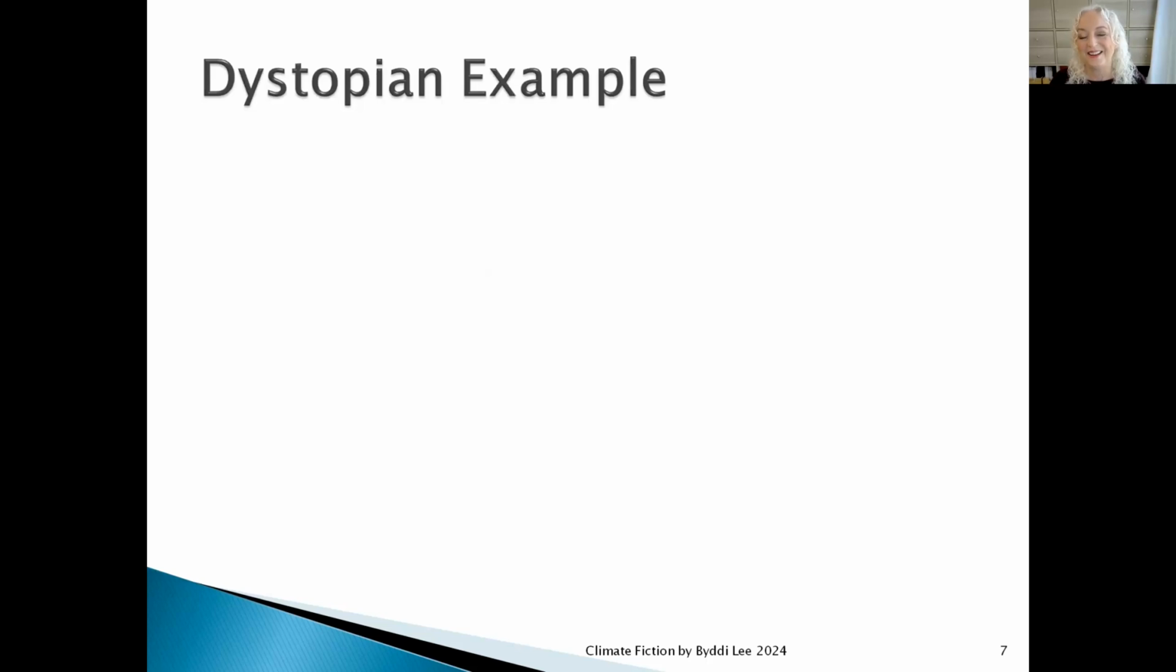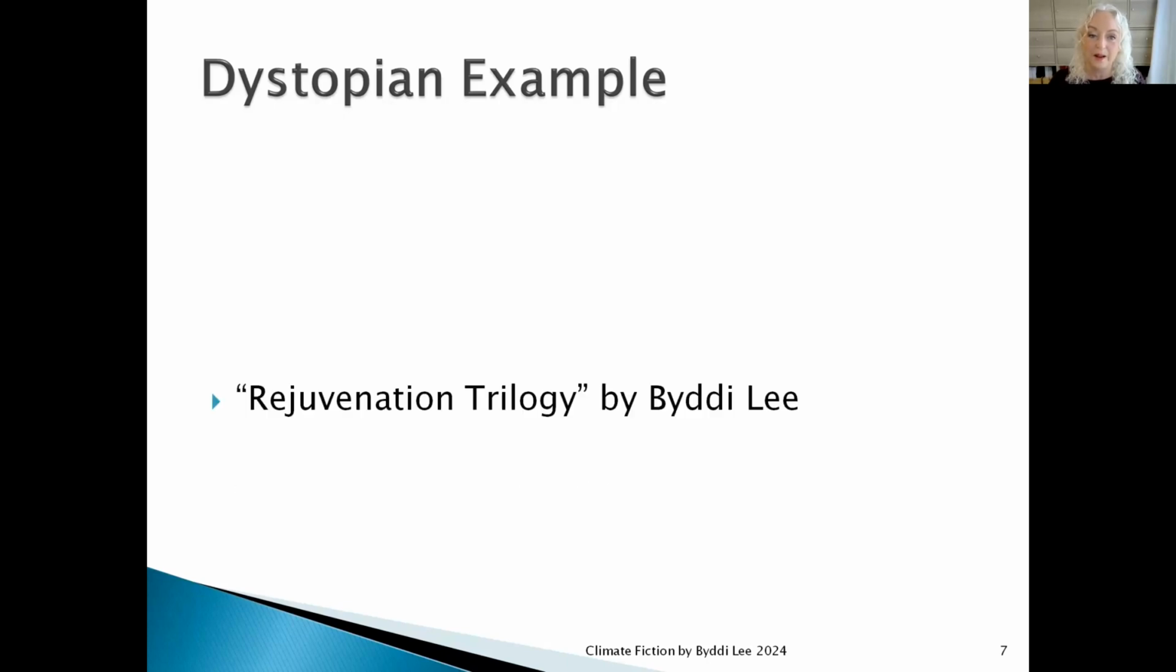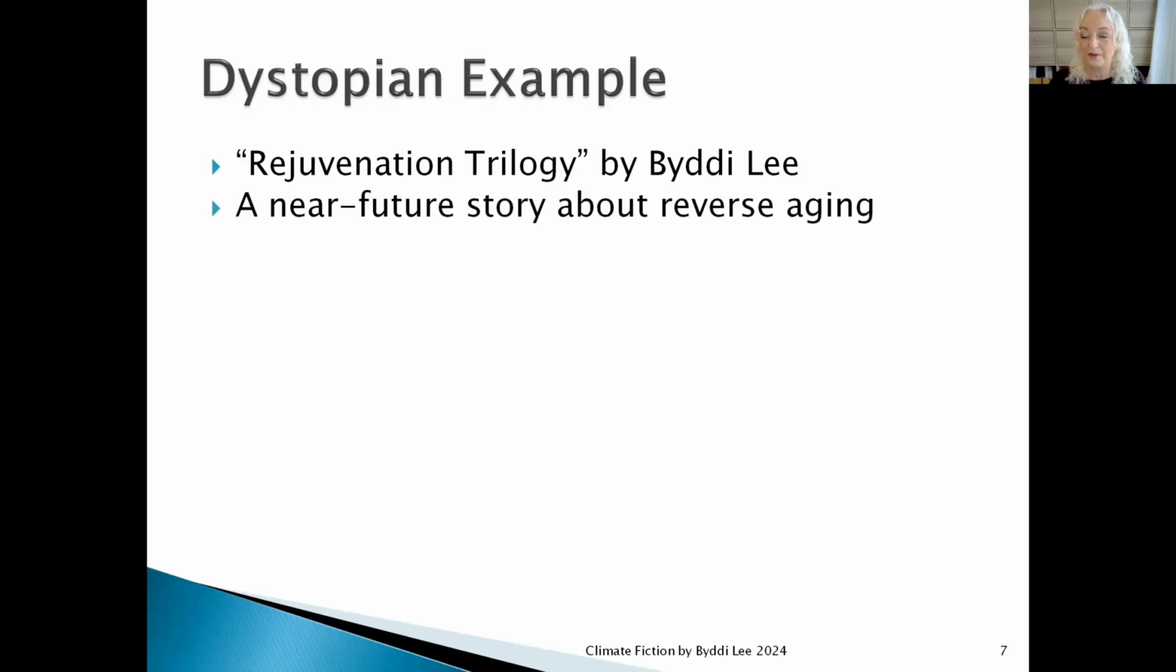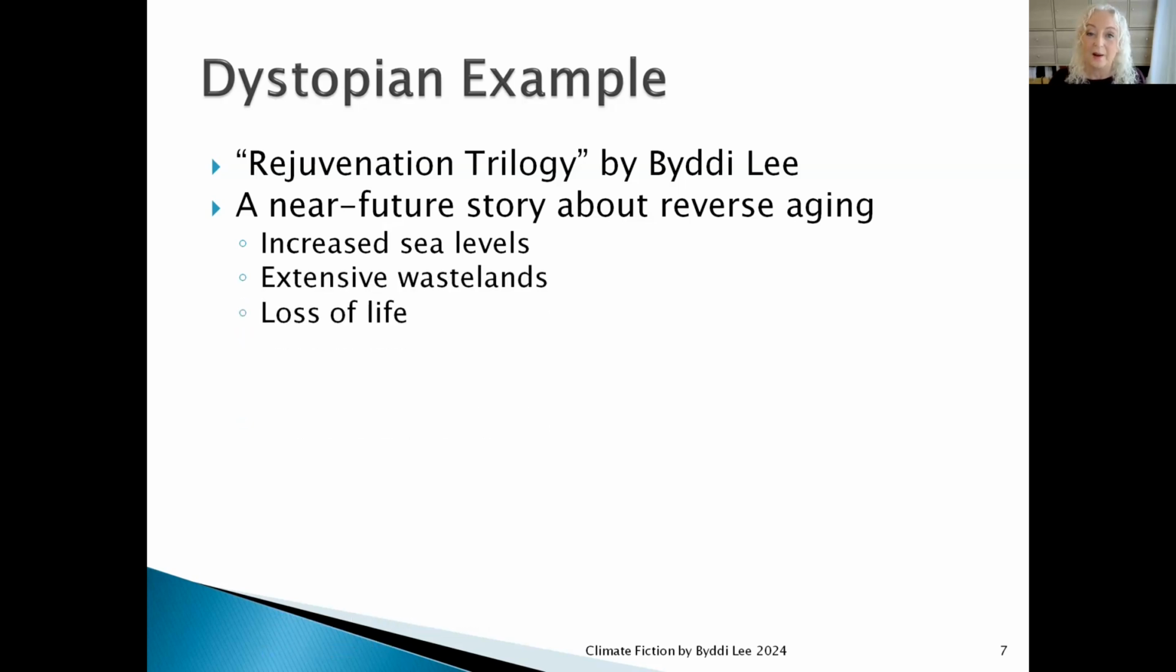So I decided that this week I would use examples from my own writing, and then if you want to ask questions about it in the chat, you get the insider view from the writer's perspective. So this is a dystopian example from my Rejuvenation trilogy. It's a near future story primarily about reverse aging, but there are increased sea levels. We have extensive wastelands in other parts of the world, huge loss of life, and society under pressure.